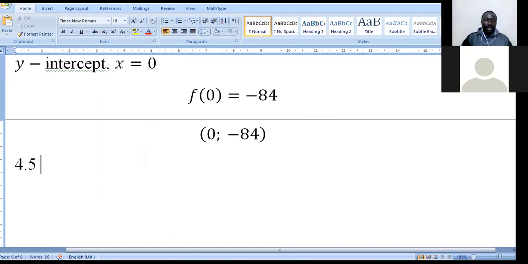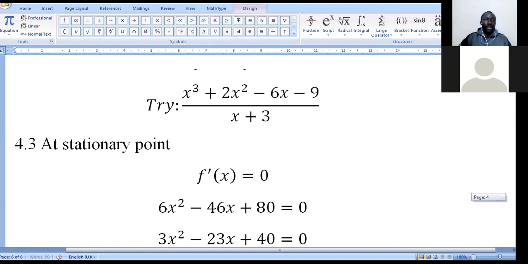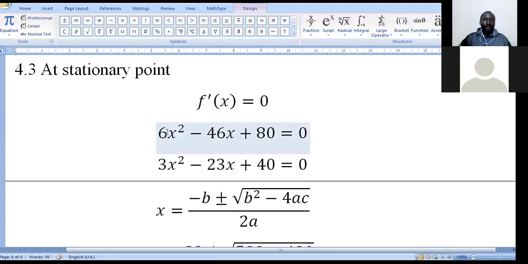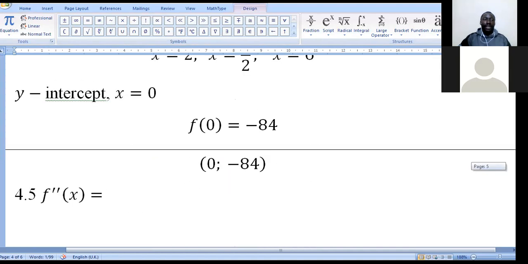So we'll be having the second derivative of this function of x. Just differentiate from up there, then we write the value. So the second derivative from here, when we differentiate 6x squared, we will be having 12x. And this will be 46. So we'll be having 12x minus 46.